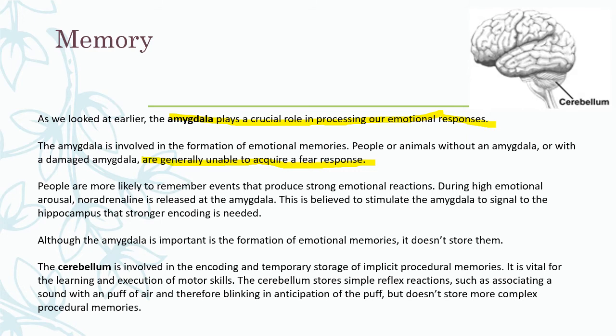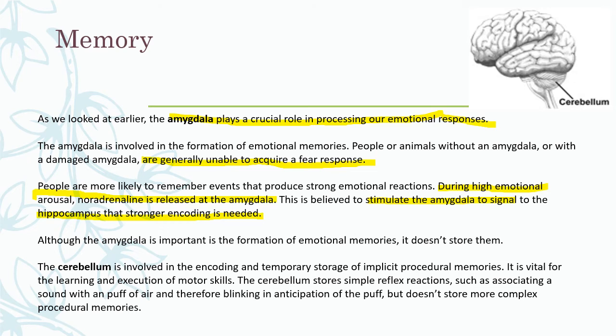During a high emotional arousal, noradrenaline is released at the amygdala. So if you're having a terrible party, right, there is a good chance that you're going to be very emotional and you're going to release noradrenaline because you're just so upset. And when they do release noradrenaline, it stimulates the amygdala to signal the hippocampus to ensure that a stronger encoding is needed.